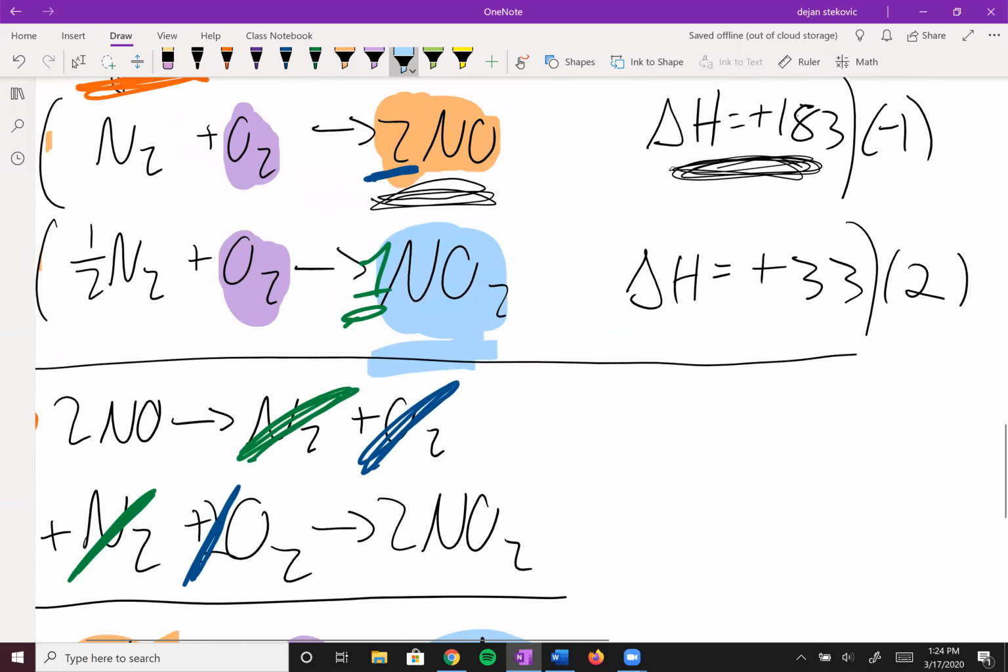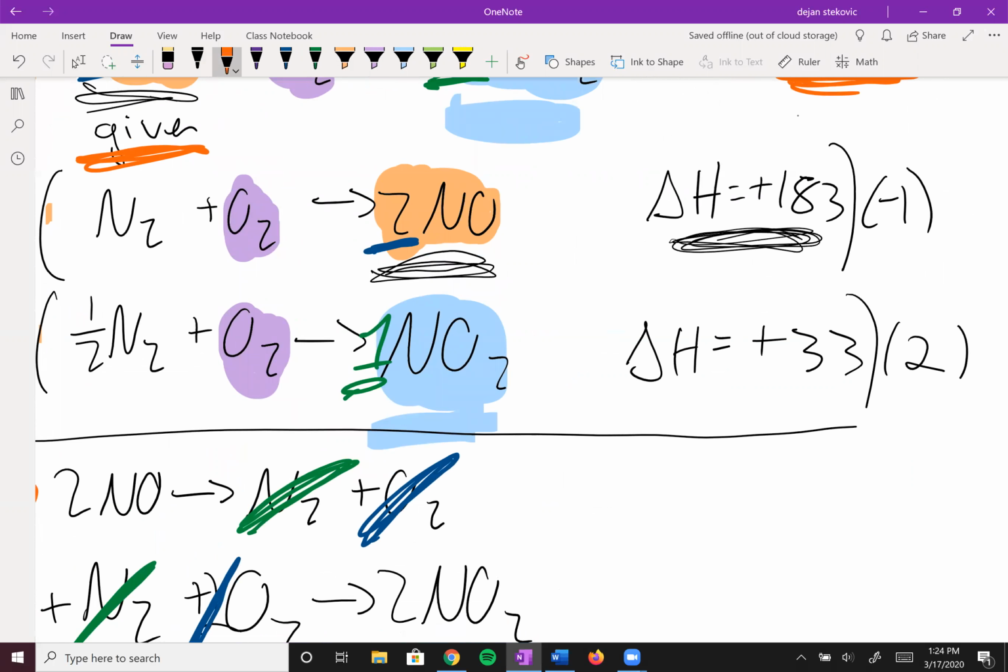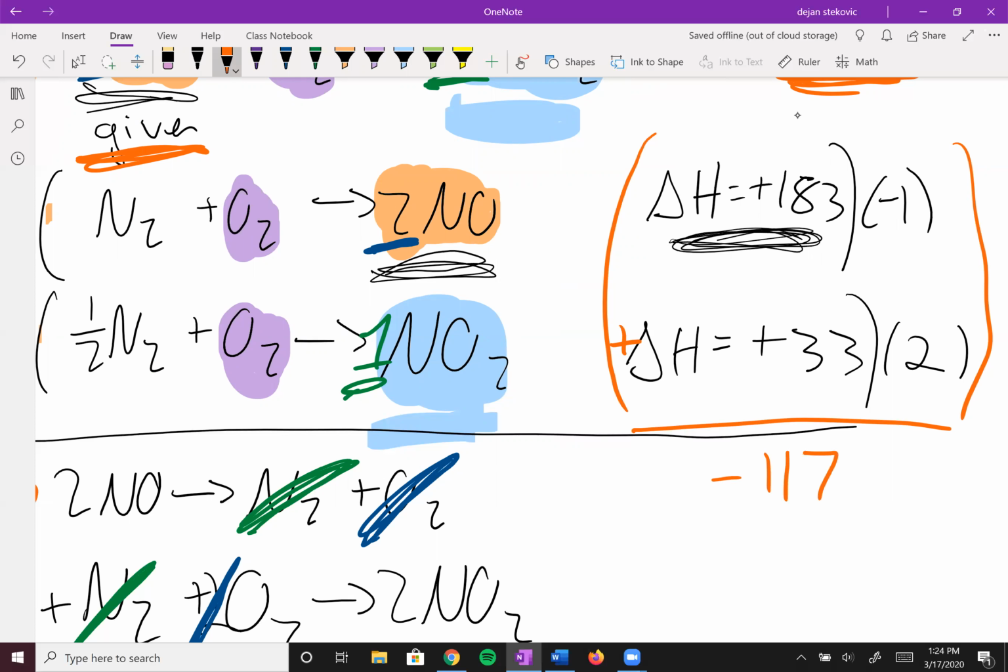And so the same things we did to the equations, we have to do to the numbers, right? So you have to go out and carry out these functions. Multiply 183 by -1, and then multiply 33 by 2. And then just like the equations, we sum them. So we're going to sum these two up. And you should get -117 kilojoules. All these units were in kilojoules, my bad.